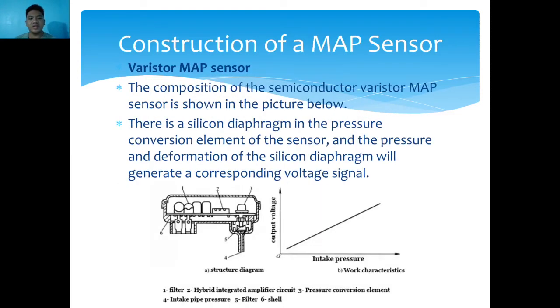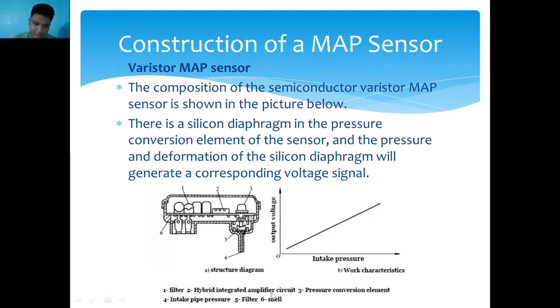So there are also two types of map sensor. The first one we're going to see is the varistor map sensor. The composition of the semiconductor varistor map sensor is shown in the picture below. There is a silicon diaphragm in the pressure conversion element of the sensor, and the pressure and deformation of the silicon diaphragm will generate a corresponding voltage signal.